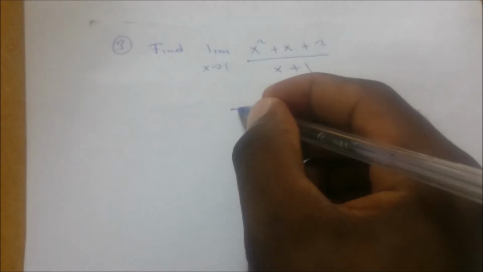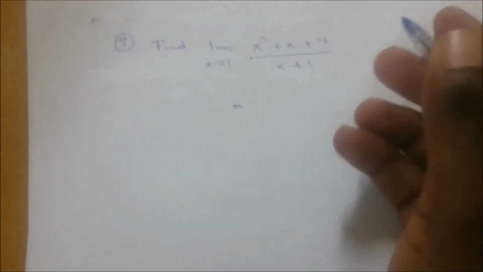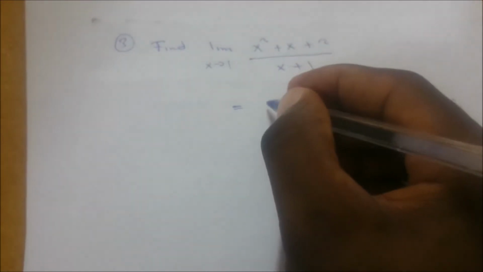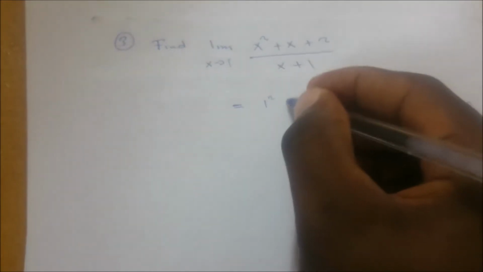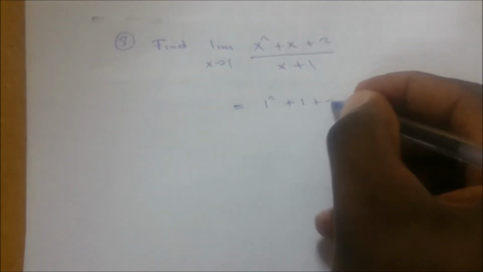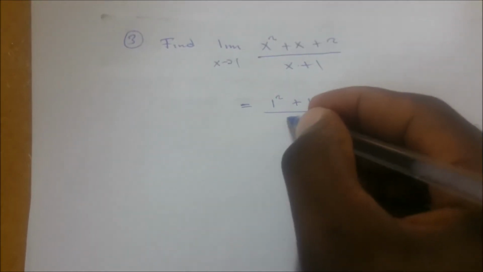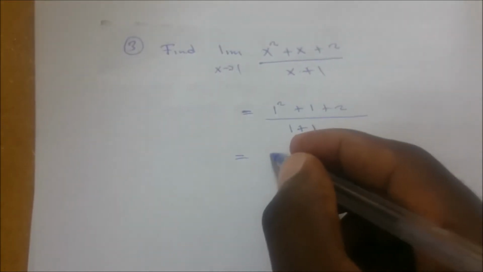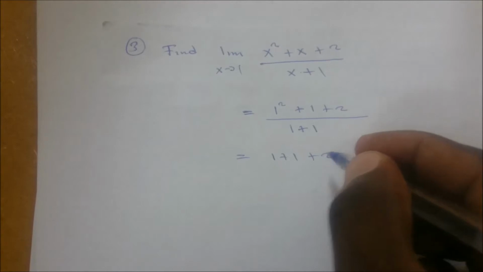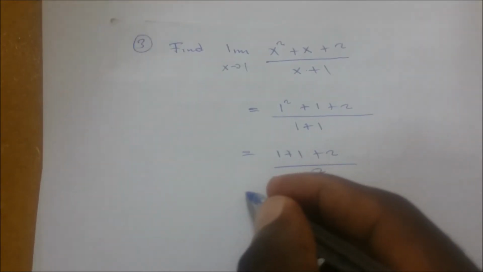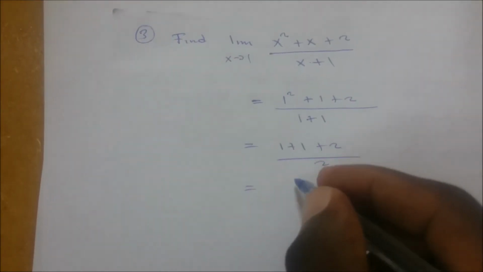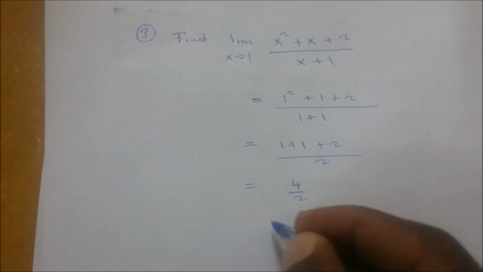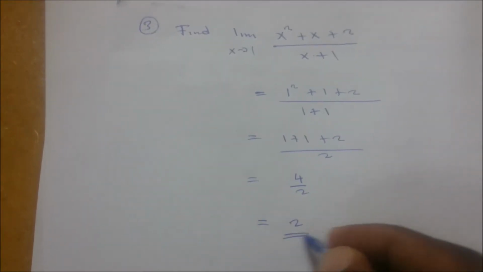So in this case, it will be 2. So we can just substitute, which is 1 squared plus 1 plus 2 over 1 plus 1, which is equal to 1 plus 1 plus 2 over 2. So we are going to have 4 over 2, which is equal to 2.